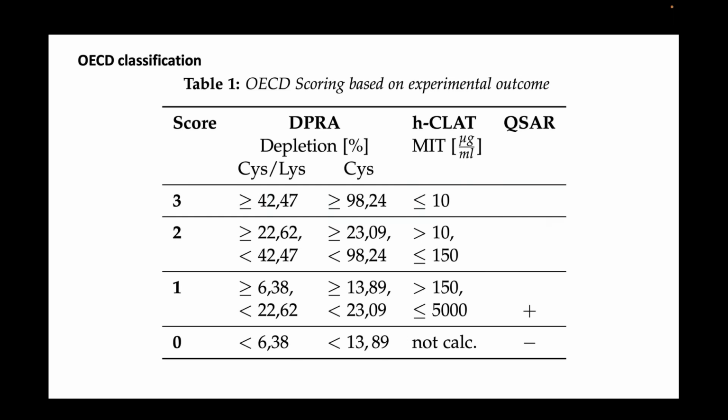What you see here is the second approach, meaning you take the assay from the first key event and from the third key event, and you integrate it with a QSAR in silico prediction. This QSAR in silico prediction might be the OECD QSAR Toolbox, and it tells you, okay, it is a sensitizer or it is a non-sensitizer. And based on your results from the assays, maybe here you got a 14% cysteine depletion, then you score your chemical as 1 for DPRA. Here maybe it might be a 2 for h-CLAT and a 1 for QSAR.